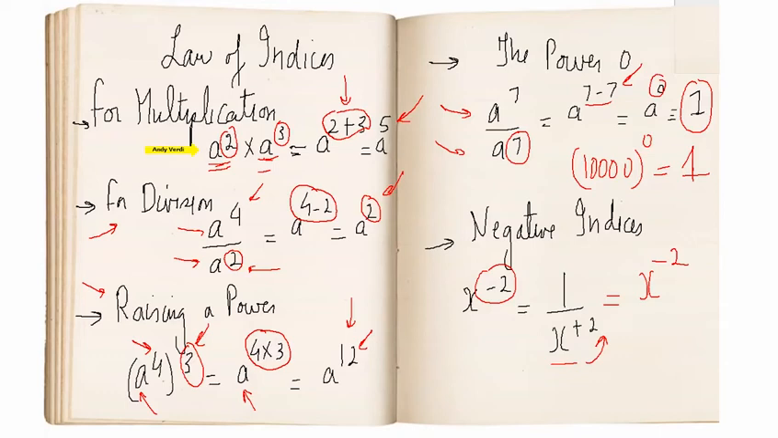So what we have discussed so far are the different law of indices. We have looked into the law of indices for multiplication, for division. We looked into how the law of indices works in case of raising of power. The powers get multiplied. We have looked at the law of indices when the power is 0, the answer is always 1. And then finally we looked into negative indices, that how the sign changes when you move the power from numerator to denominator and reverse.